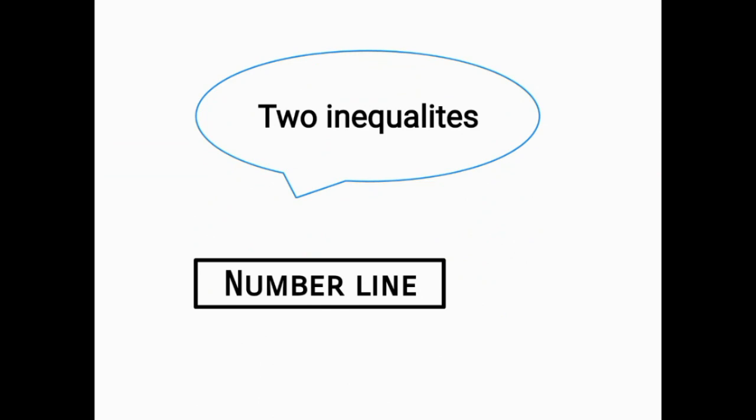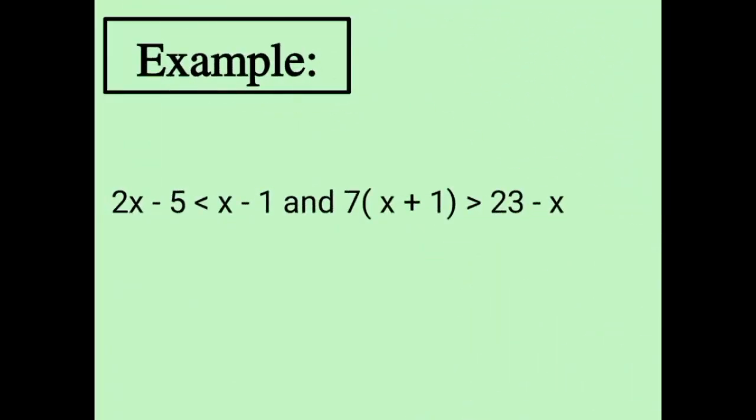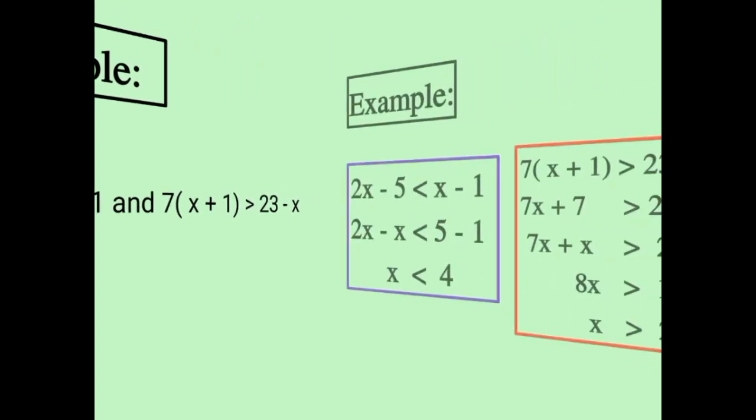minus 7. There are times when you might need to find the set of values for which two inequalities are true together. In cases like this, number lines can be very useful in finding the solutions. For example, find the set of values of x for which 2x minus 5 less than x minus 1 and 7 times x plus 1 greater than 23 minus x.